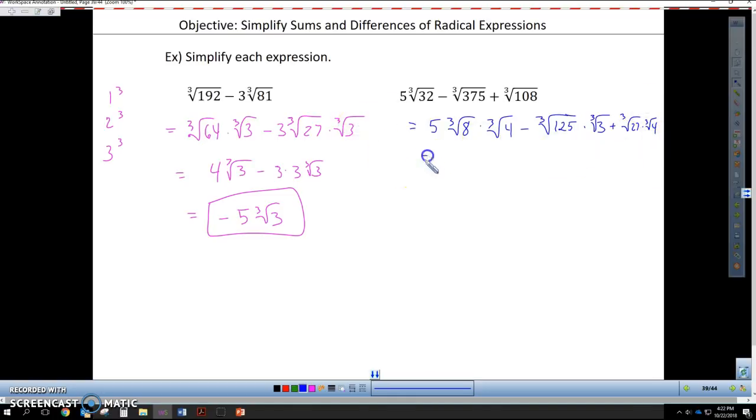of 4. And after we simplify, this is 5 times 2 cubic root of 4, minus 5 times cubic root of 3, plus 3 cubic root of 4. Okay, so I have 10 cubic root of 4, plus 3 cubic root of 4. Okay, and that gives us 13 cubic root of 4 and minus 5 cubic root of 3.